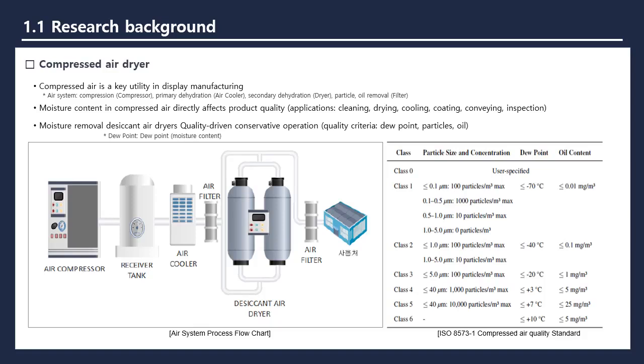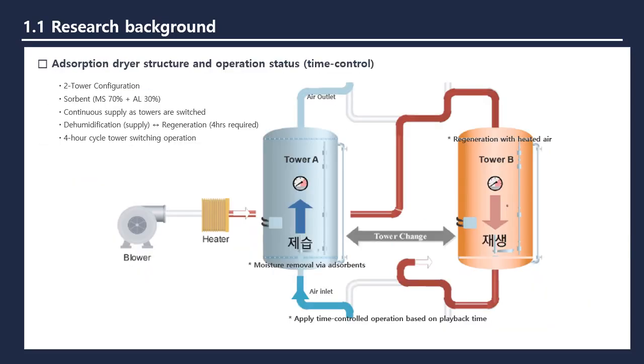Now let's discuss the operating method of the air dryer. Adsorption dryers operate using a two-tower system, where one tower supplies air while the other regenerates. However, the current time-based control method switches towers at fixed intervals regardless of actual operating conditions, leading to unnecessary energy consumption. Therefore, a system that monitors moisture levels in real time to determine optimal operating conditions is needed.